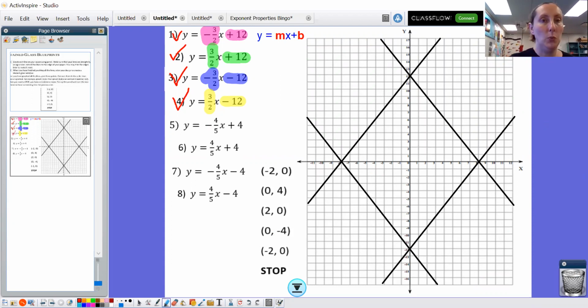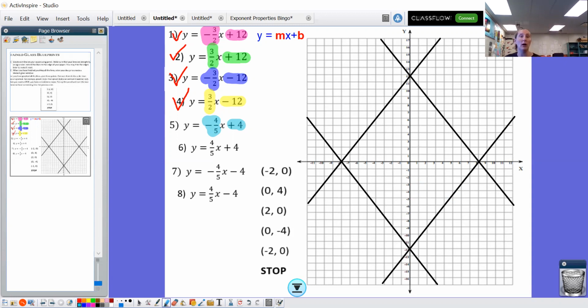What is our y-intercept? Our y-intercept is the b value, right? So our y-intercept for line number 5 is positive 4, okay? So I'm going to graph that point first, right? Now, what's the slope? Question number 2. The slope is negative 4/5, okay? Is my slope positive or negative? My slope is negative, so my line should be going downhill from left to right, all right?